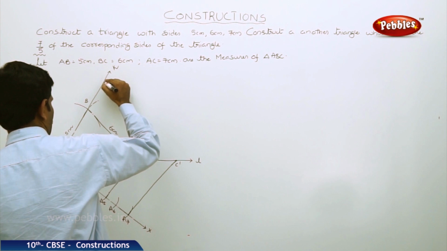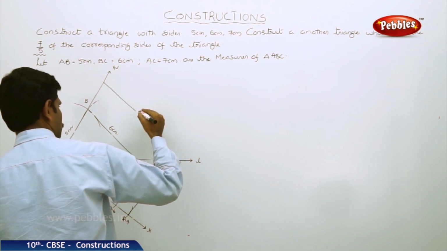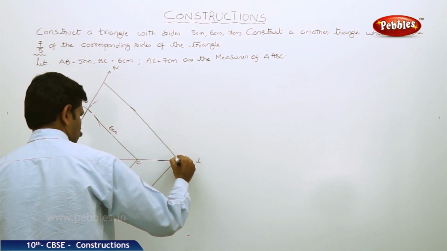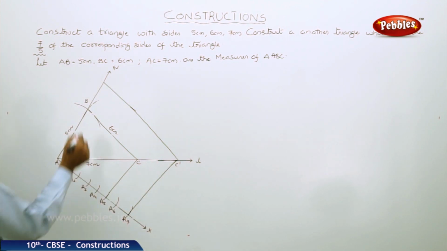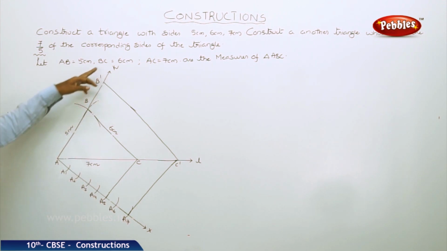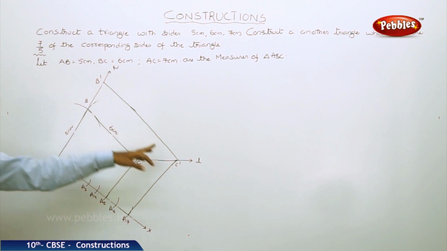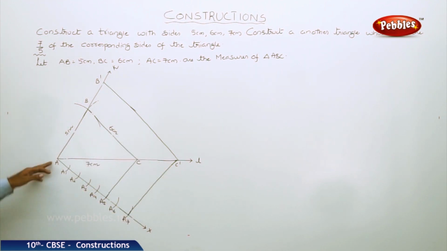Now draw a parallel line that touches the B produced at B dash. Now AB dash C dash is the required similar triangle of triangle ABC.